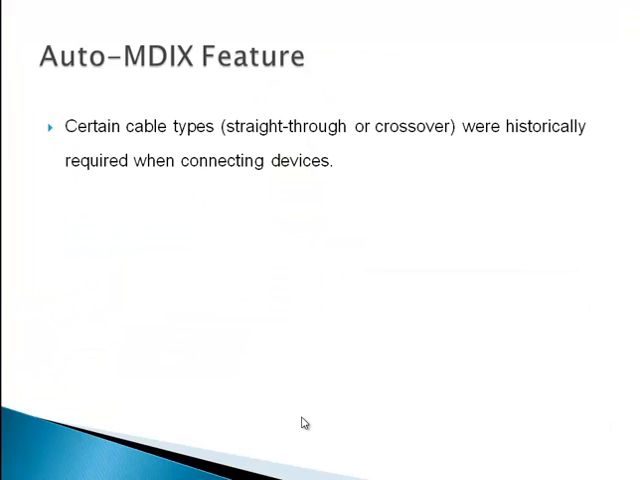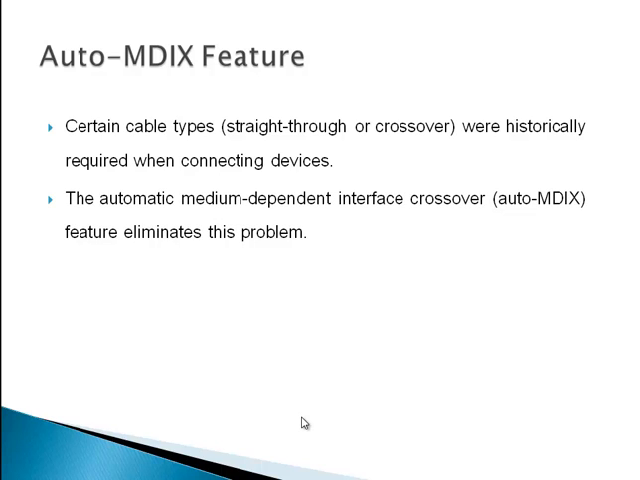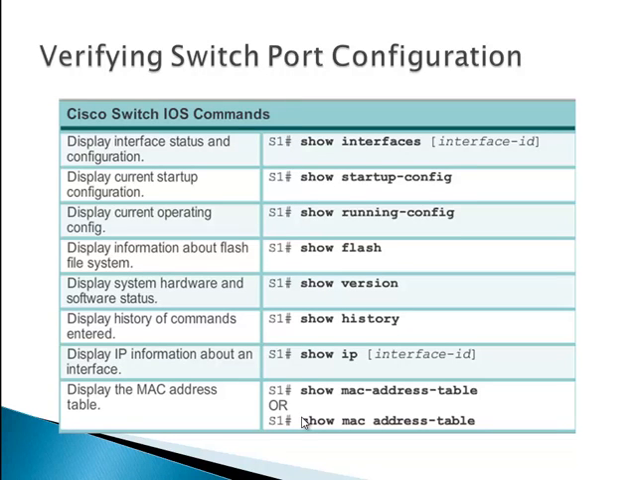So certain cable types, straight through or crossover, were historically required when connecting devices. This is what MDIX stands for. Automatic Medium Dependent Interface Crossover feature eliminates this problem. The next thing we need to know is the different commands. First command is show interface. Displays interface status and configuration.